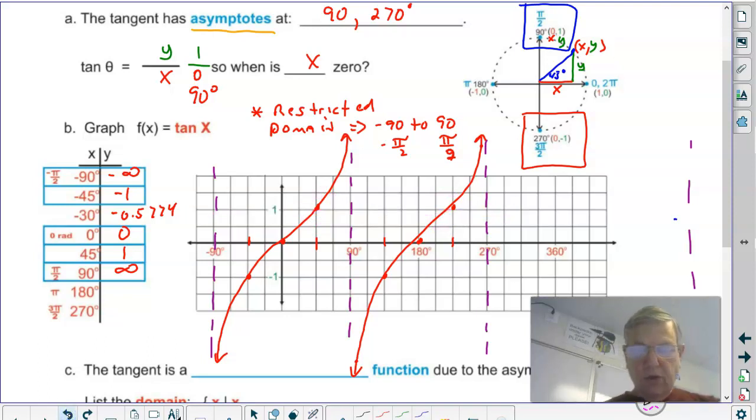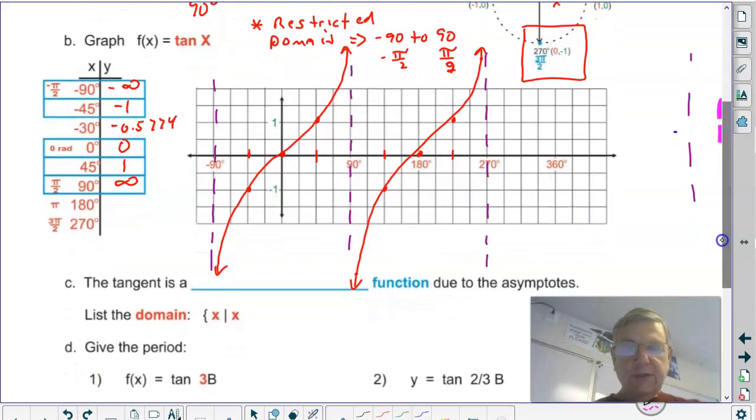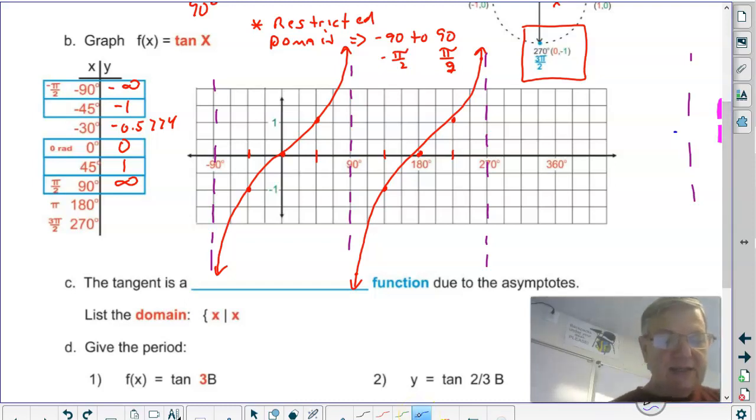Okay, so for this reason, because the tangent approaches asymptotes, and because you can't draw it continuously without picking up your pen or pencil, we're going to say that it's a discontinuous function. Discontinuous. That makes sense, right? It does not continue. It's a discontinuous function. It does not continue due to the asymptotes.